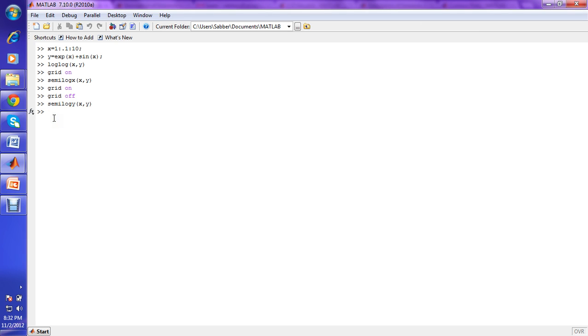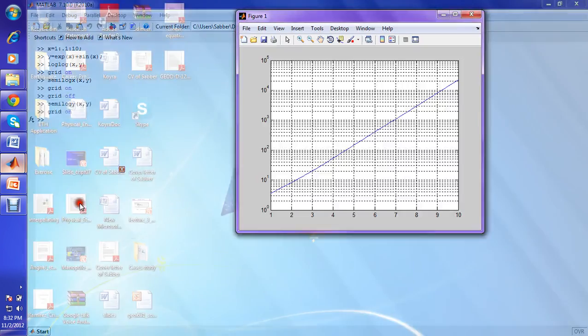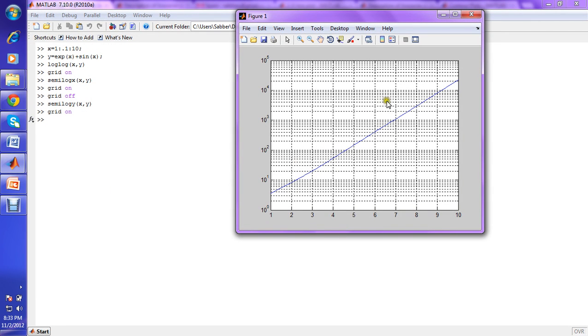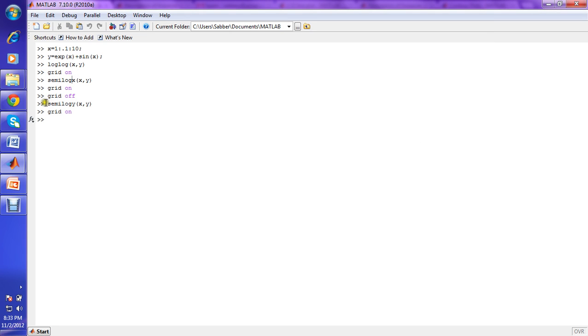So if you want the grid, grid on. So this is the linear scale for x. You see the same interval, but in the y-axis it is not the same interval. It's a logarithmic scale. Okay. So this is how we can do logarithmic scale in the plot function, semilogx and semilogy. We can do that easily.